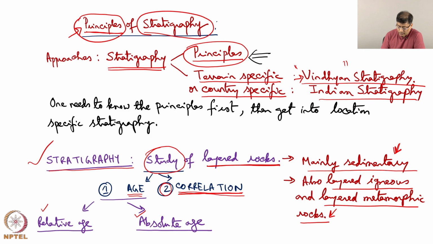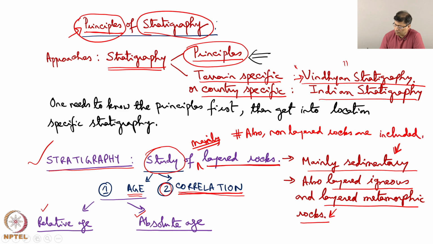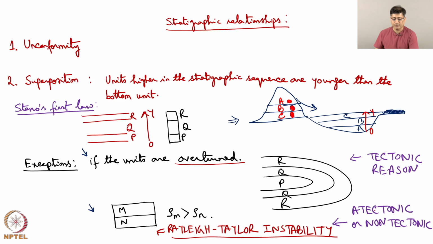So, I can write: study of mainly the layered rocks, and I can add up here that non-layered rocks are also included. Now, let us see stratigraphic relationships amongst the layered rocks. Unconformity is one which I will be covering in a separate lecture series in detail. You can look at the lecture titles and you will find a full discussion on unconformity, and you can have a look after this discussion goes over.